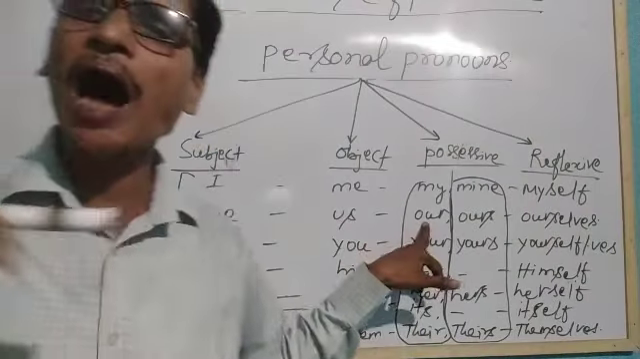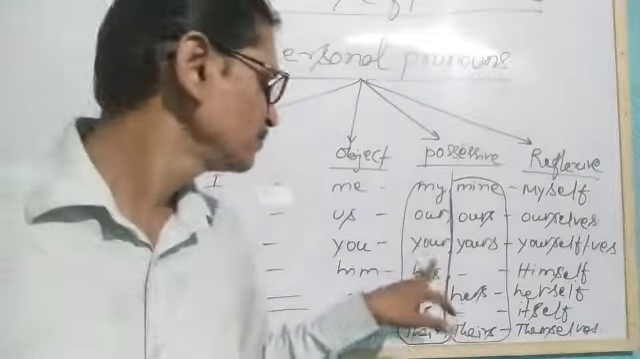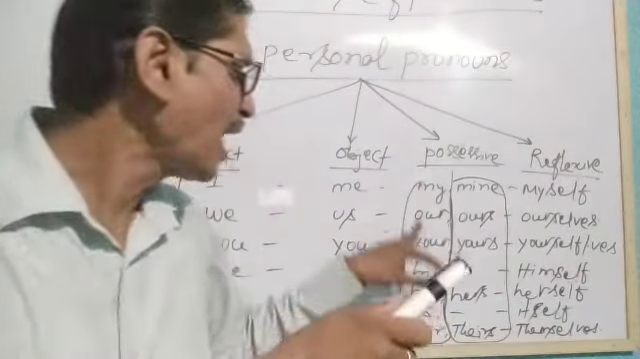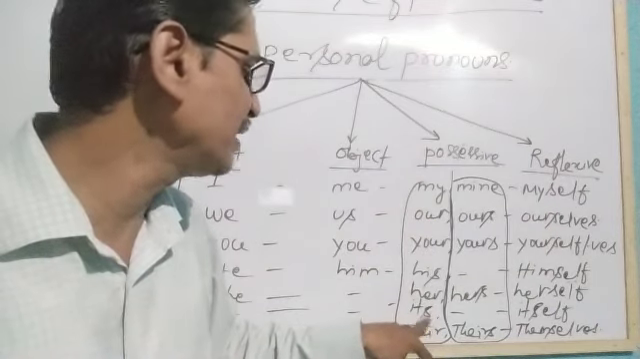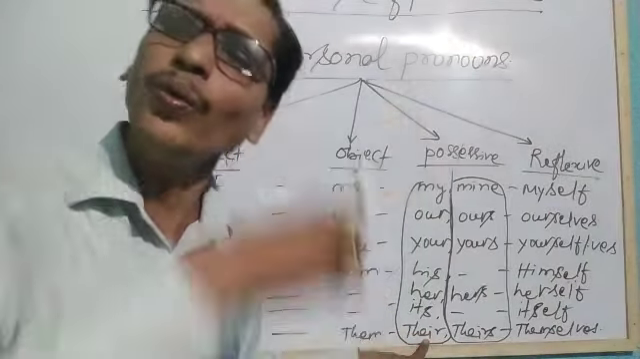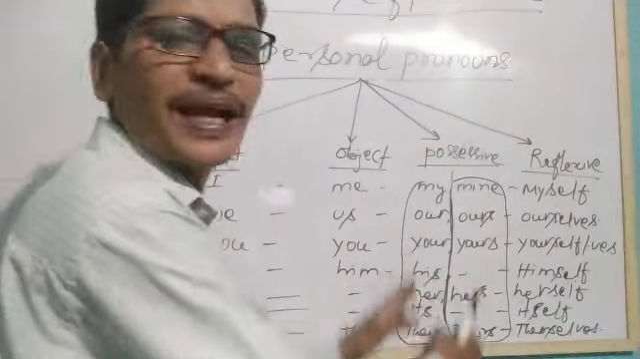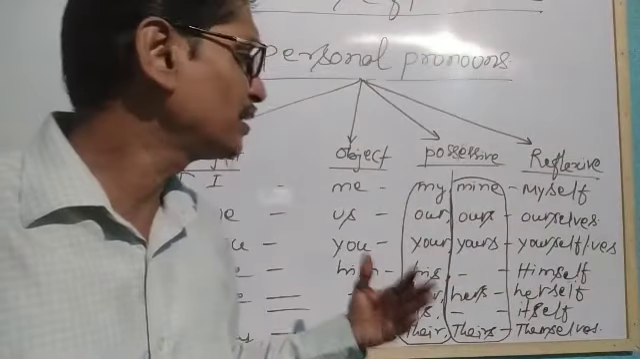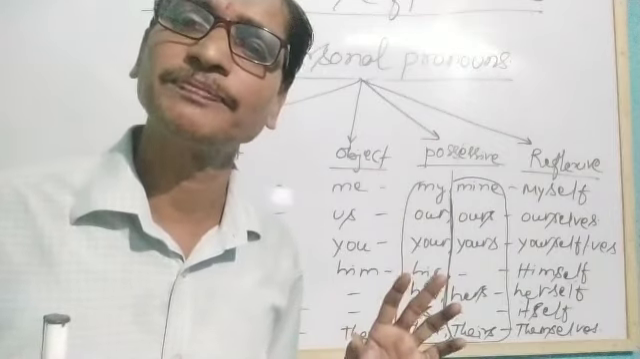So this is our house. This is not your school. This is his notebook. So you see, after my, our, your, his, her, its, their, we use another noun. So these possessive cases of this personal pronoun are functioning as adjectives. Therefore, they are called possessive adjectives.